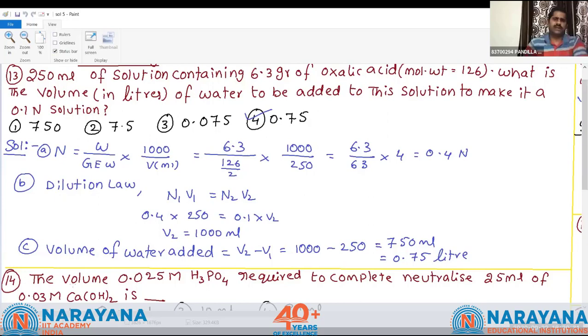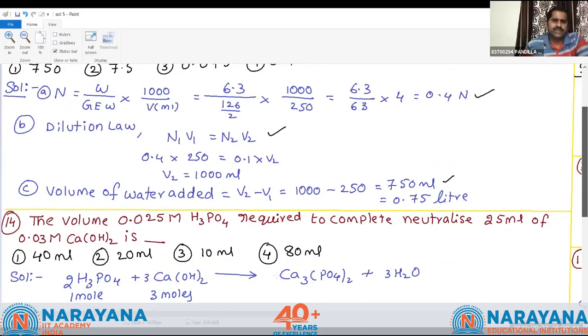Remember, the normality formulas start here. For dilution, N1 V1 is equal to N2 V2. N1 is 0.4, V1 is 250 ml. That is equal to, you have to get 0.1 normality. For that, what is the volume needed? 1000 ml. How much water is added? V2 minus V1, that is equal to 750 ml or 0.75 liters. Answer in liters. Next, 14th problem.